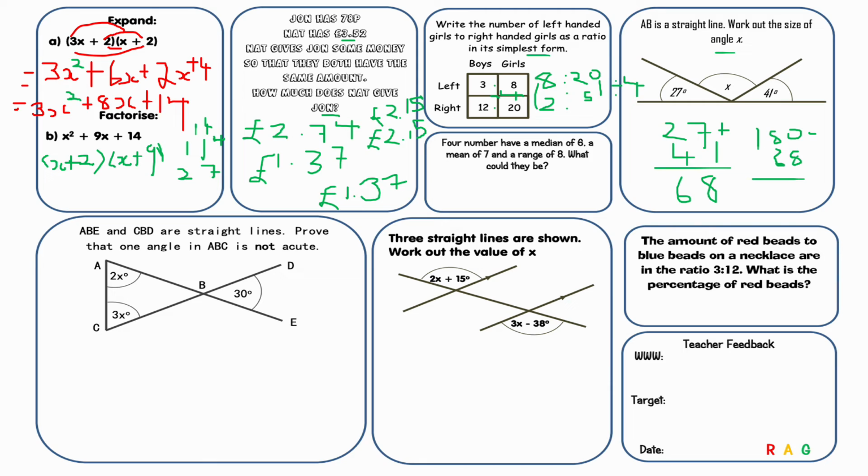0 take away 8 I can't do, so I have to borrow, that becomes a 7, that becomes a 1, 10 take away 8 is 2, 7 take away 6 is 1, and 1 take away nothing is 1, so it's going to be 112 degrees.